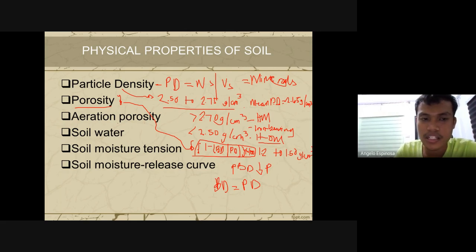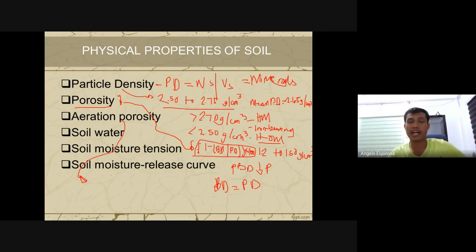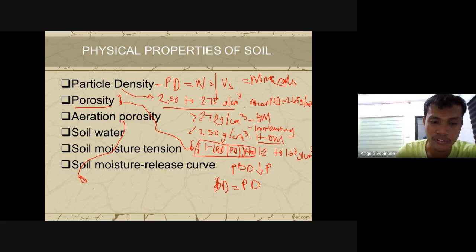Now, let's proceed to aeration porosity. Aeration porosity means the volume of the soil pore spaces occupied by air after the other pore spaces are filled with moisture. Always remember, where water passes, air can no longer pass, and where air passes, water can no longer pass, because it becomes like a wall or barrier.